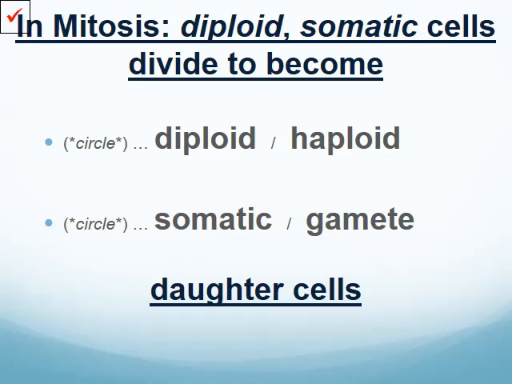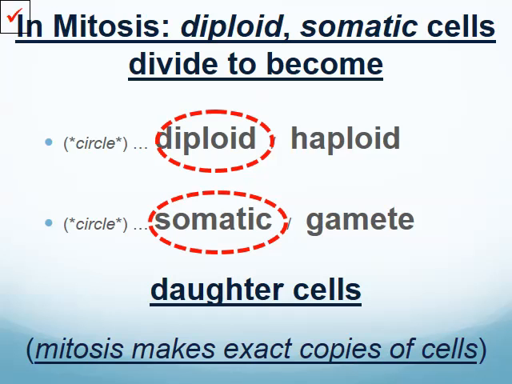So in mitosis, diploid, remember 46 chromosomes, somatic cells, or 46 chromosome body cells, divide to become diploid somatic daughter cells. Remember, mitosis makes exact copies. So if the cell had 46 chromosomes to begin with, when it makes an identical copy, you better believe that that also is going to have 46 chromosomes. So, mitosis making an exact copy.